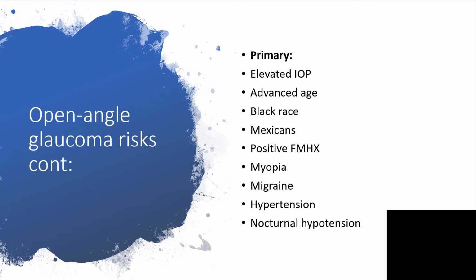In open-angle glaucoma, we could summarize the risk factors into primary and secondary. In primary, we have what is called elevated intraocular pressure, commonly in advanced age, black race, and even Mexicans are not left out. Positive family history, and people with short-sightedness, that is myopia, migraine headache, hypertension, and some with nocturnal hypotension.